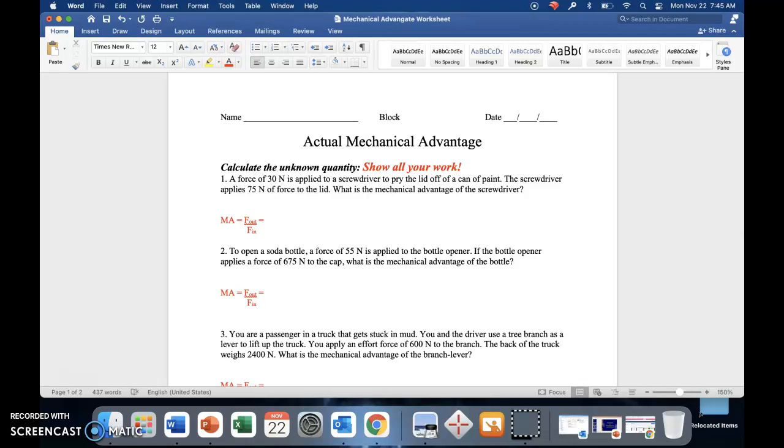And welcome back to today's lesson, or welcome to today's lessons, I guess I should say. First thing we're going to do here is go over your actual mechanical advantage worksheet, which you got last class.